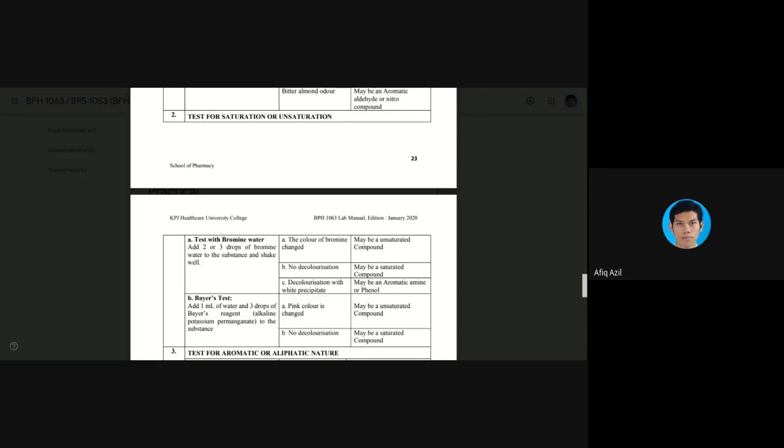So that is considered to be a color change already. So you might say that it is unsaturated. It doesn't have to be fully colorless. If it's fully colorless, that means all of the bromine would be reacted.